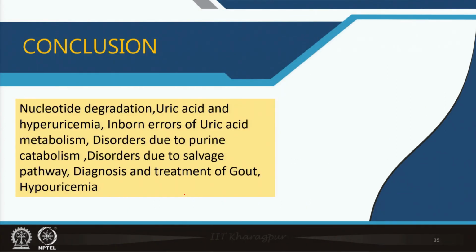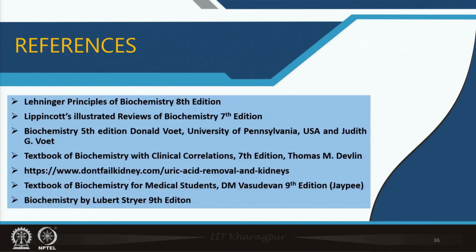So, to conclude, we have discussed the degradation pathway of nucleic acid, uric acid and hyperuricemia, inborn errors of uric acid metabolism, disorders due to purine catabolism, disorders due to the purine salvage pathway, diagnosis and treatment of gout, as well as hyperuricemia. So, these are my references, and I thank you for your kind attention.